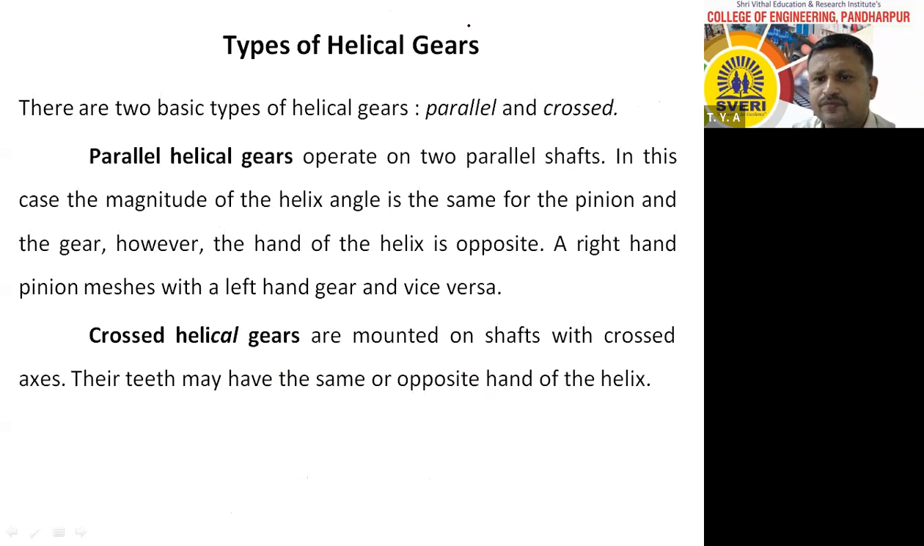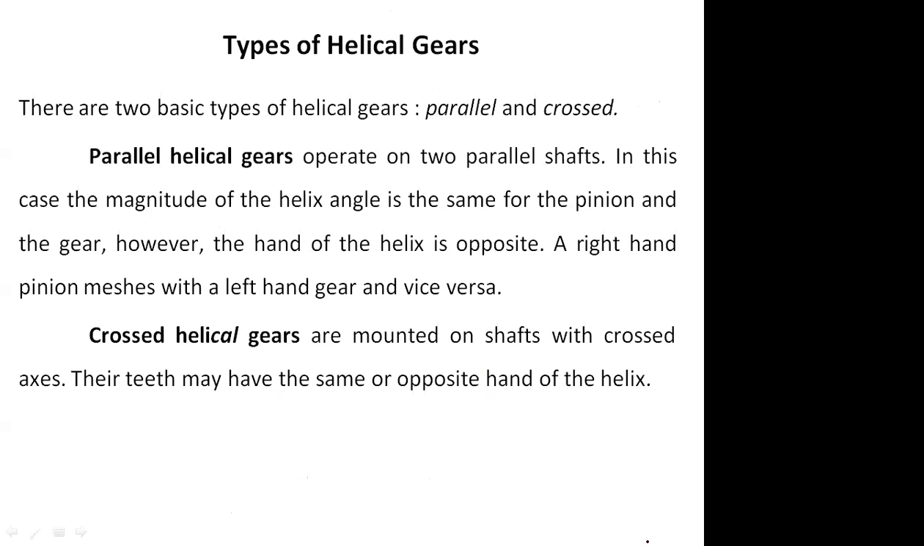Now, types of helical gears. There are two types of helical gears: parallel helical gears and crossed helical gears. Now we are knowing that basic thing. You are knowing that helical gears and spur gears are used to transmit motion between the two parallel shafts.